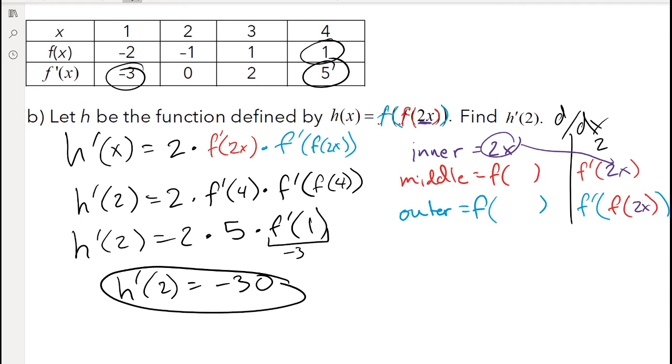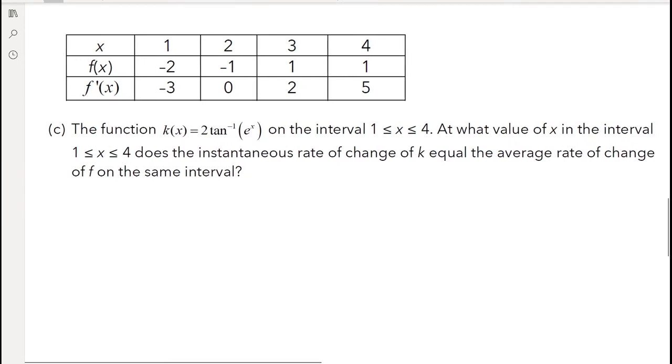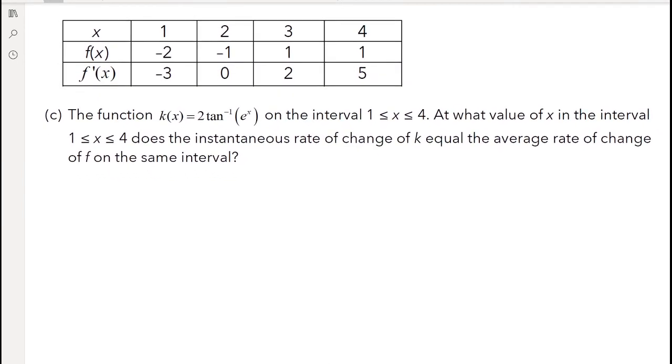Okay? Moving right along. Let's go on to part C. Where are you, C? Oh, there you are. Haha, found you. This one was a little tricky. I did not read this correctly when I first did this.